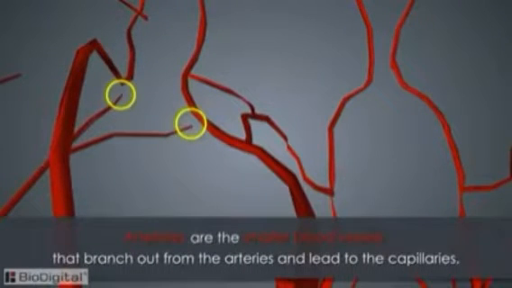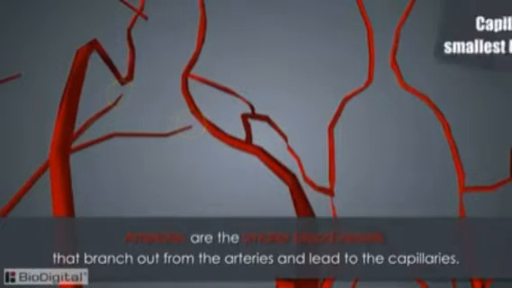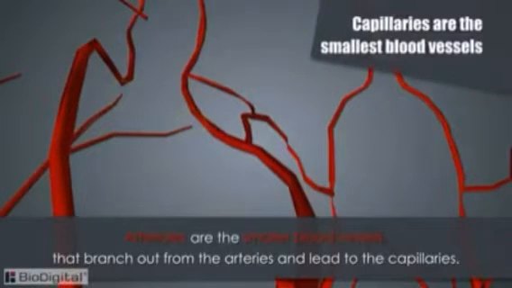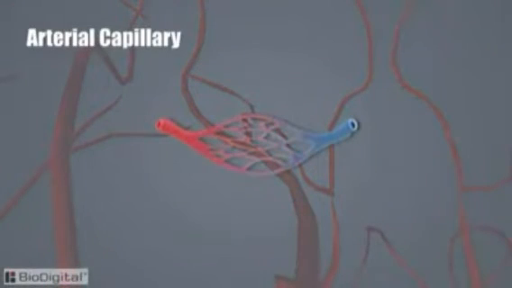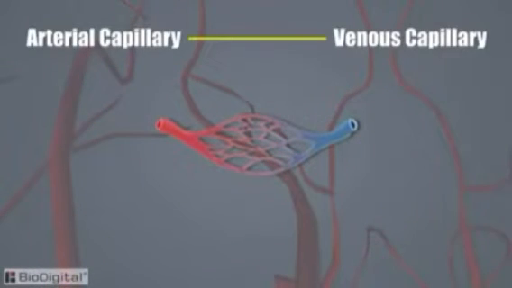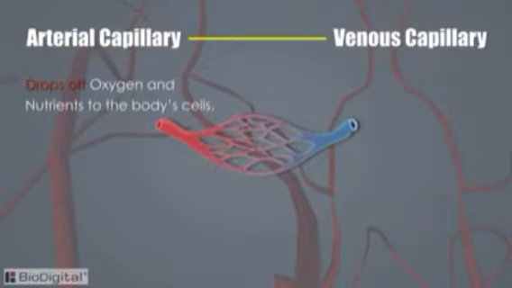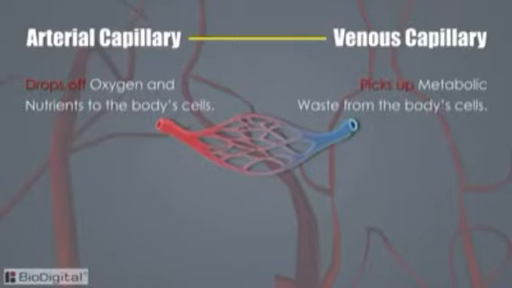Arterioles are smaller blood vessels that branch out from larger arteries and lead to the arterial capillaries, which are the smallest blood vessels in the body. The arterial capillaries are connected to the venous capillaries. The arterial side of the capillaries is dropping off oxygen and nutrients to the body's cells. The venous side of the capillaries is picking up metabolic waste from the body's cells.